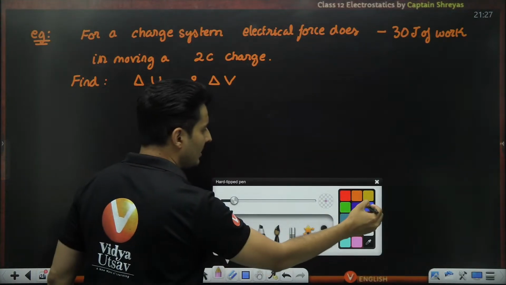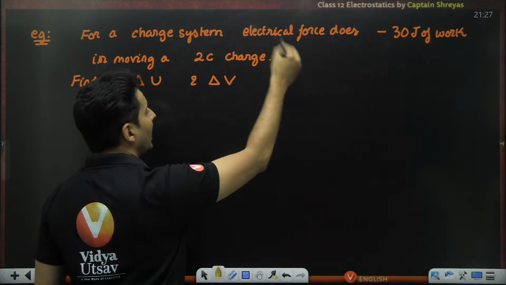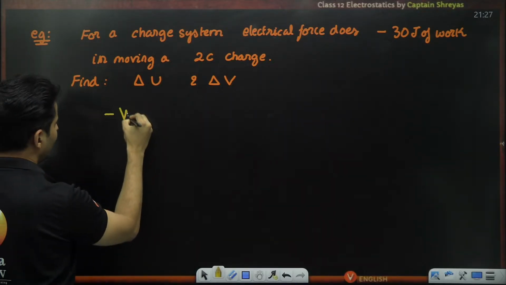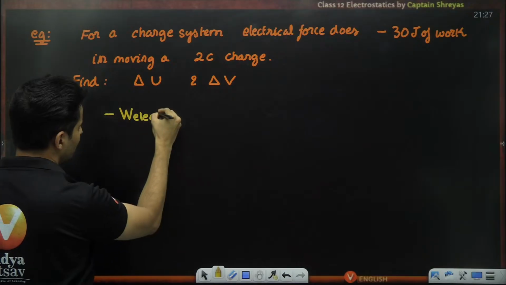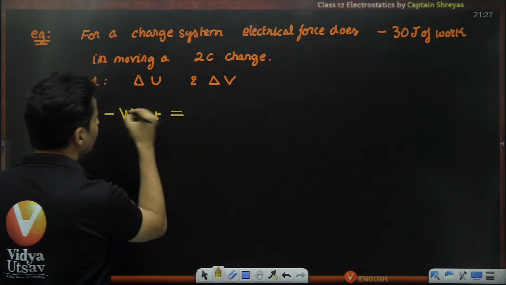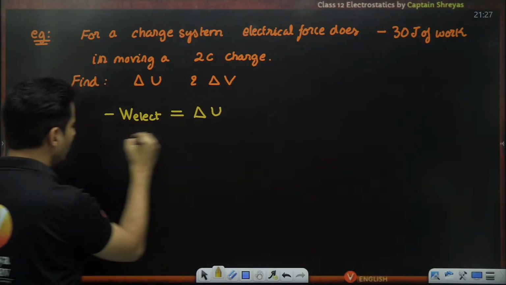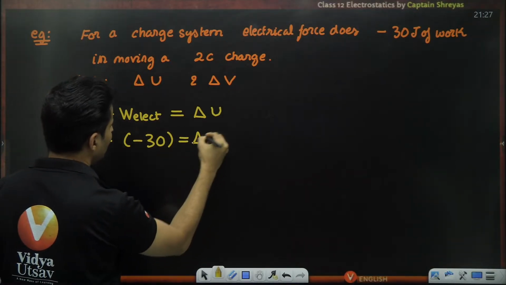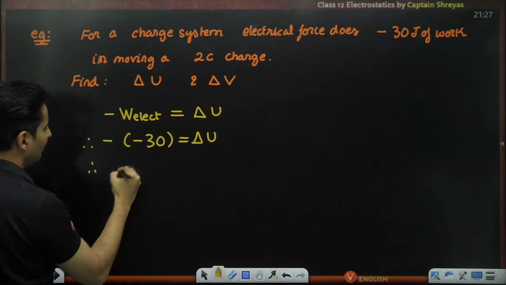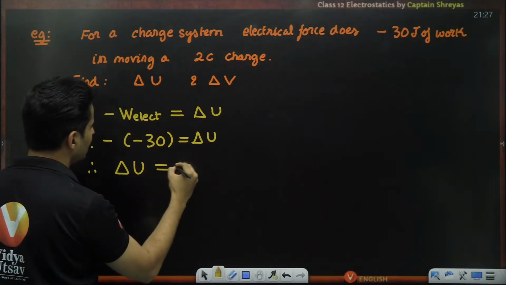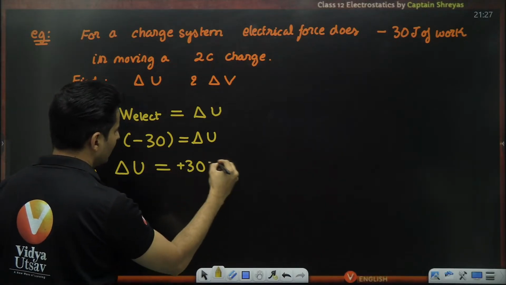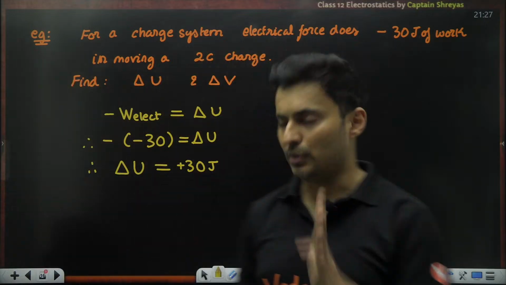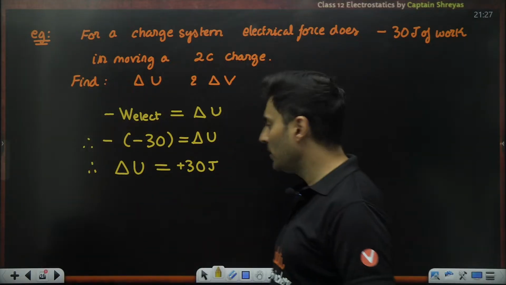First of all, it is clearly mentioned over here that the electric force does negative 30 joules of work. We all know the work done by the electric force, which is a conservative force, is the negative of delta U. And the electric force itself has done minus 30 joules. So what should be the value of the change in the potential energy? It should be positive 30 joules. Everyone till this point absolutely clear?